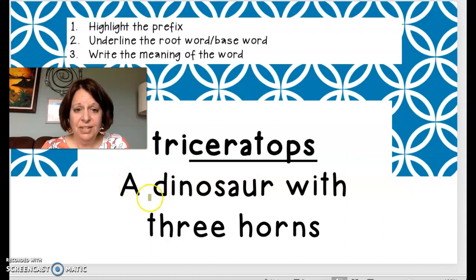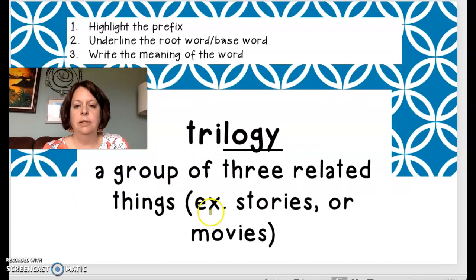Next word, triceratops. You might be quite familiar with this. A triceratops is a dinosaur with 3 horns on its head. Triceratops happens to be one of my favorite dinosaurs. It is an herbivore, and they're very large. Triceratops, a dinosaur with 3 horns on its head.